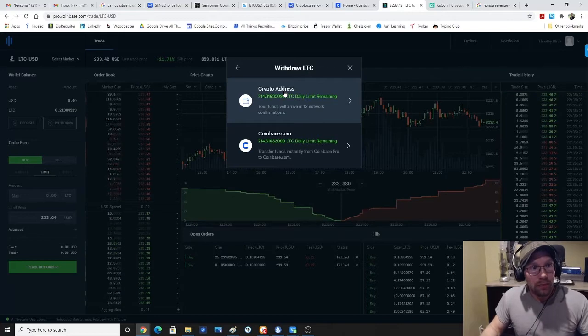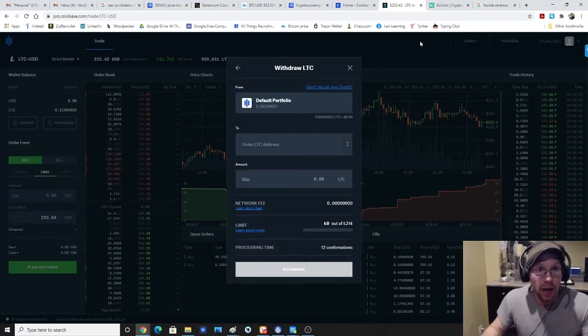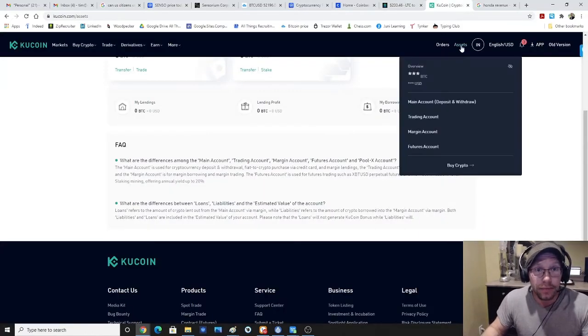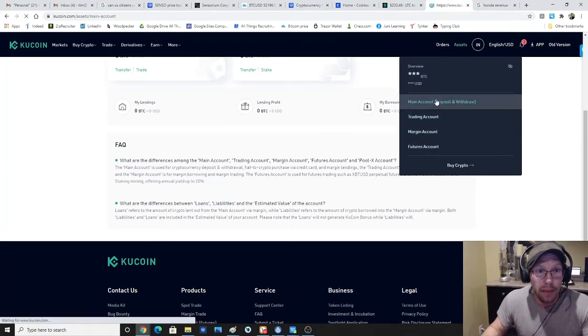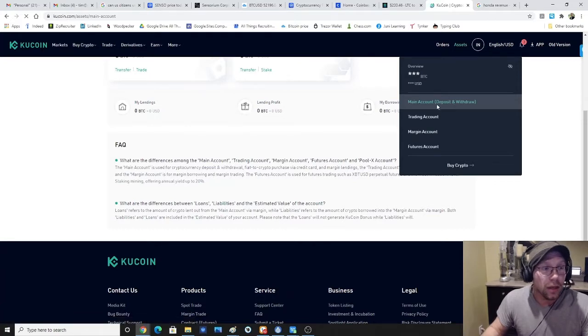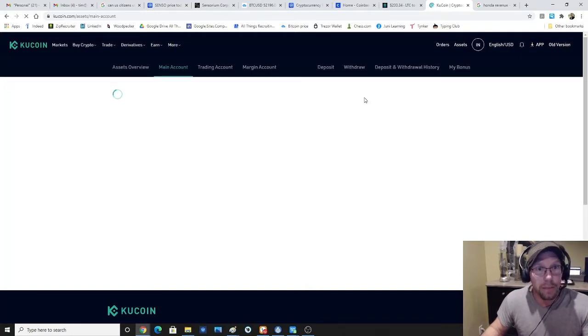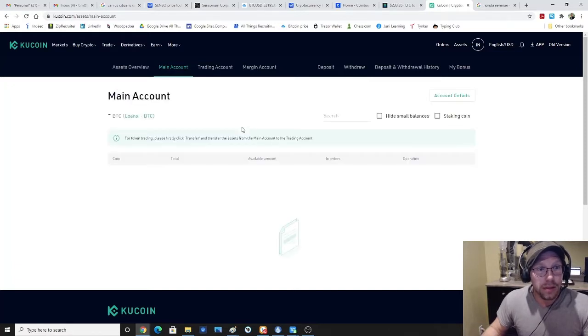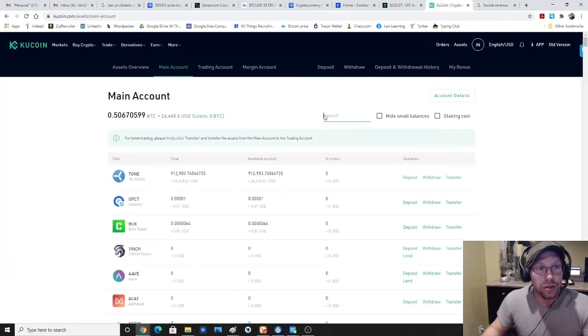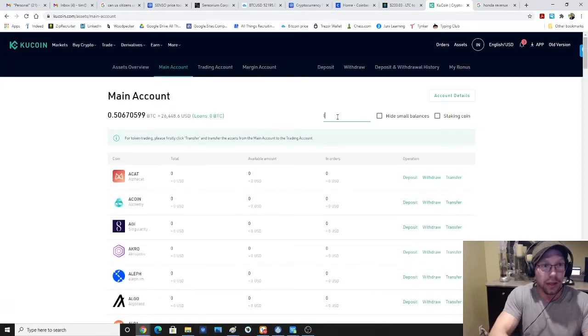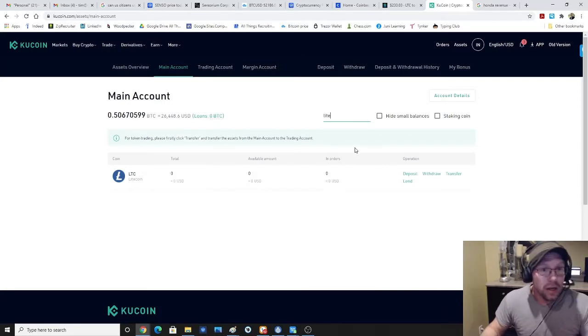So hit crypto address. Now you go to KuCoin and hit main account, assets, main account. You don't have any Litecoin on here yet, right? Because you just signed up. So what you do is hit this search field right here and put in LTC, the ticker, or you can probably just type in Litecoin if you don't know the ticker.